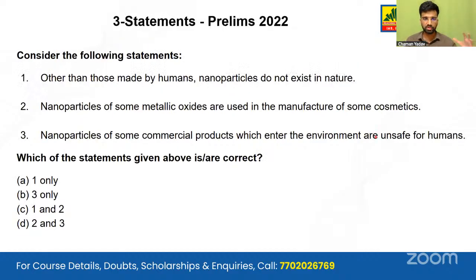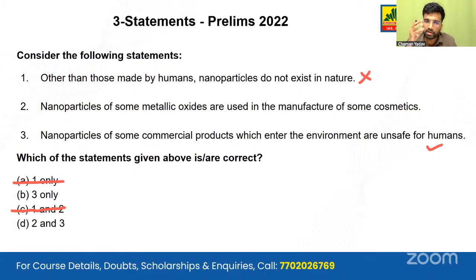Taking an example, so this is our example. Consider the following statements. Other than those made by humans, nanoparticles do not exist in nature. Any aspirant having a basic knowledge of nanoparticles or nanotechnology knows that this statement is incorrect. So making this statement incorrect automatically eliminates 2 of the given options. Now we are only left with 2, and we know that statement 3 becomes automatically correct. We do not have to ponder on it.